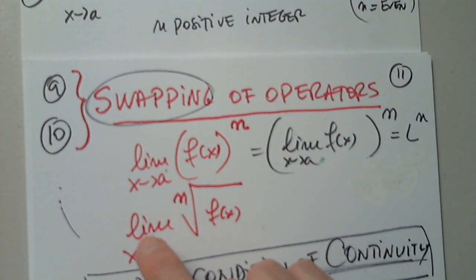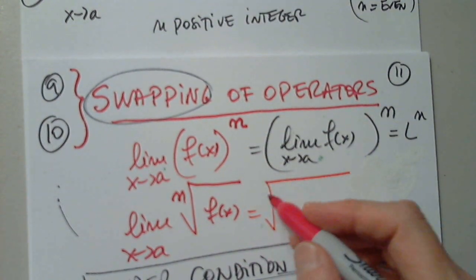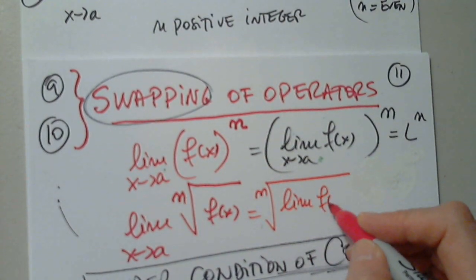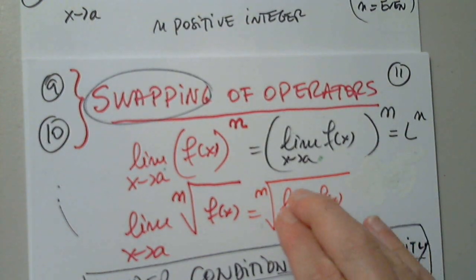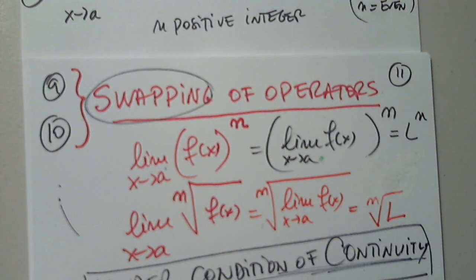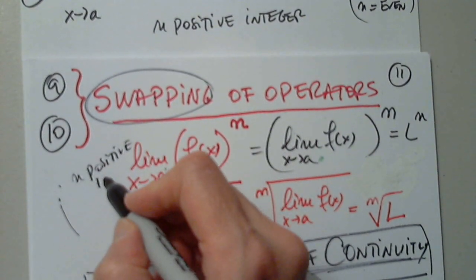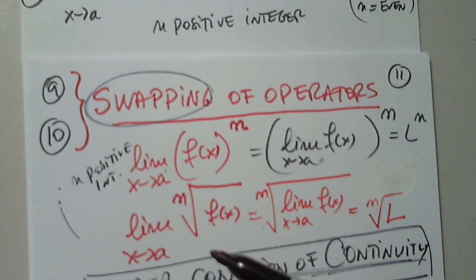Same thing here. This is the first operator, this is the second operator. I am allowed to swap them. The nth root of the limit of f of x as x approaches a. And this is L, so then the answer will be the nth root of L. Of course, we have to assume that n is a positive integer here, and of course the function has to be positive, because otherwise I can't take the nth root if n is even.